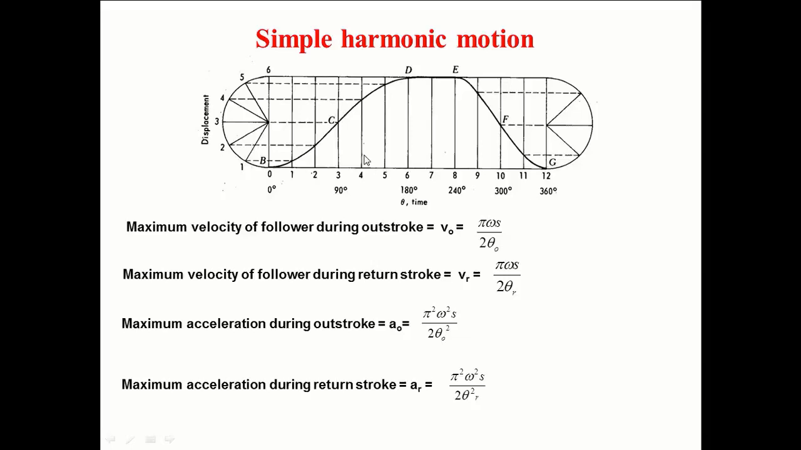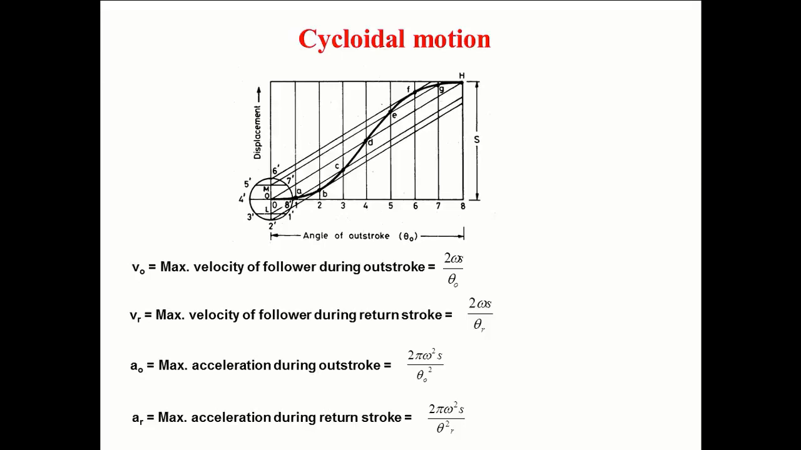Then we have the displacement diagram for simple harmonic motion and the corresponding equations to calculate the maximum velocity and acceleration during rise and return in case of simple harmonic motion of the follower. Then cycloidal motion. This is the typical displacement diagram for a follower having cycloidal motion, and these are the relationships to calculate the maximum velocity and acceleration during cycloidal motion.